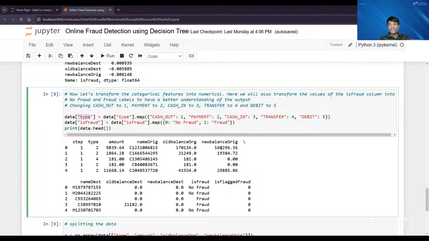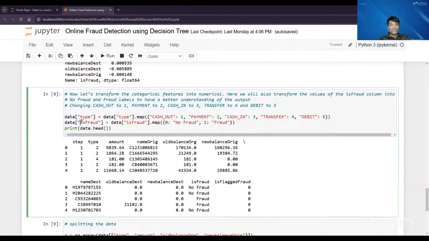In the type, we have 5 types of transactions, correct? In those 5 different types of transactions, I am mapping numbers to each transaction. For example, I am giving cash out as 1, payment as 2, cash in as 3, transfer as 4, and debit as 5. I've gone in the order of how the value counts of my unique identifiers have shown. I'm going to use the map function to map a categorical value to a numerical value.